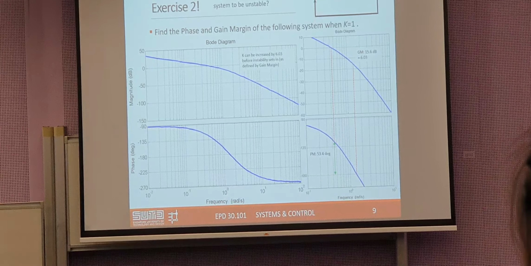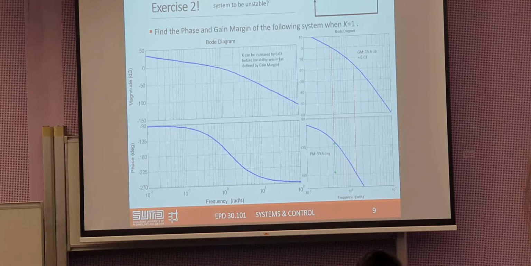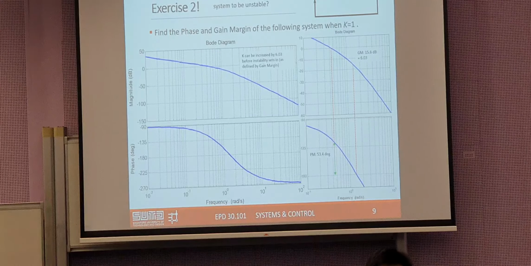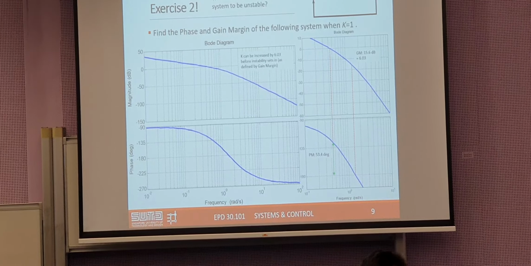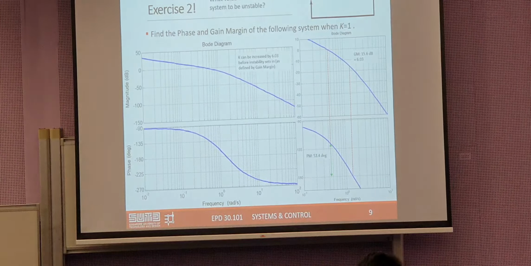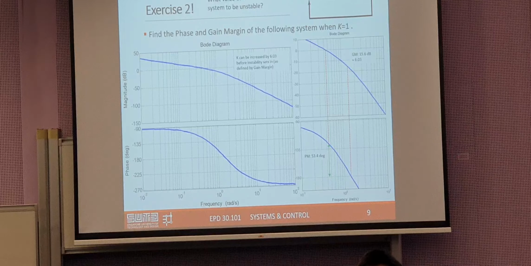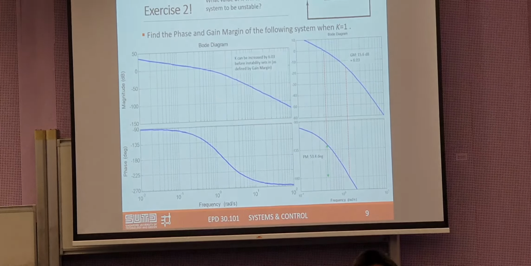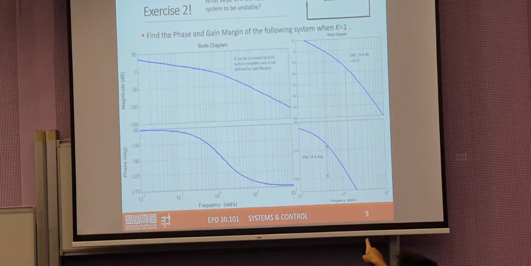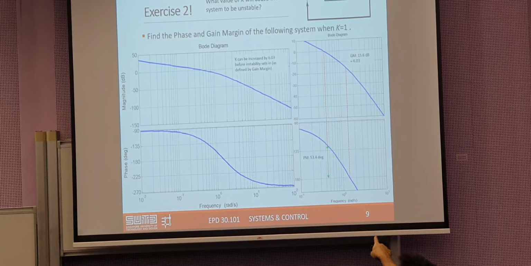Yes. Wait, you say when K equals 6, no need, you just need to check gain margin, because gain margin is normally the first. When K equals 6, the whole graph will shift up. The requirement is both of them must be positive to be stable. I know what the K value is. When K becomes more than 6.03.